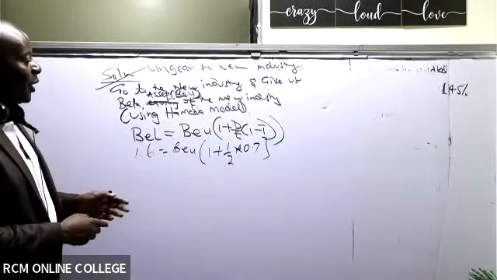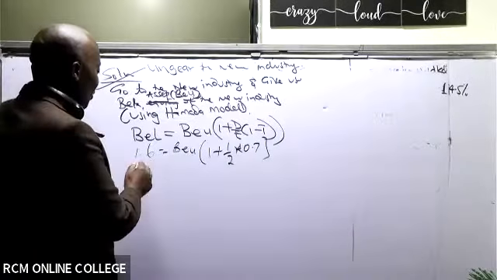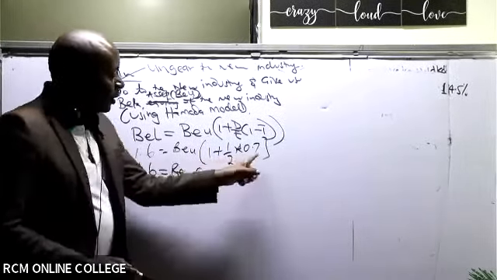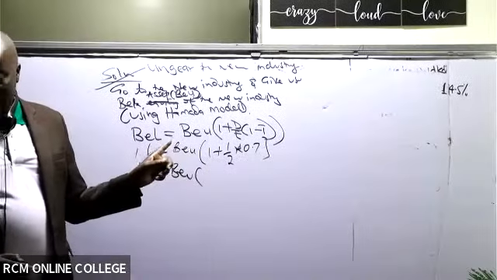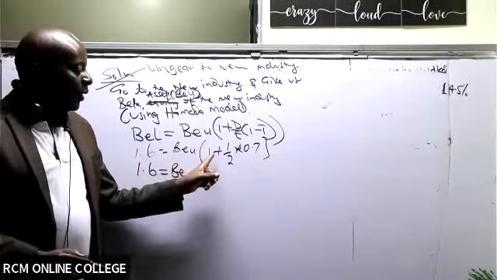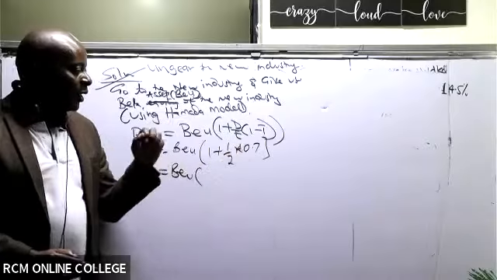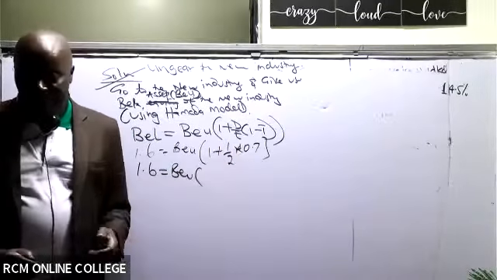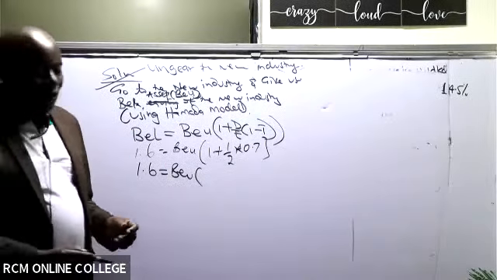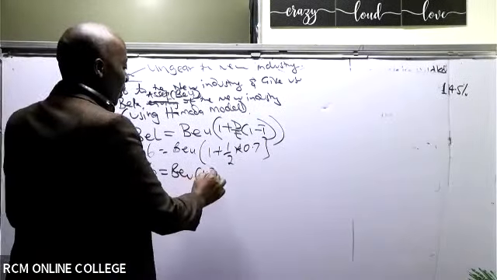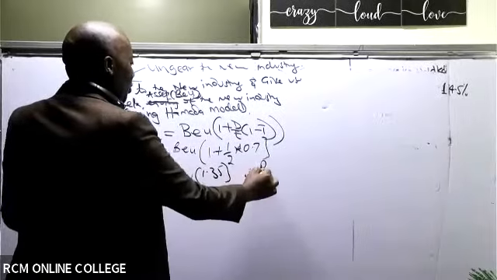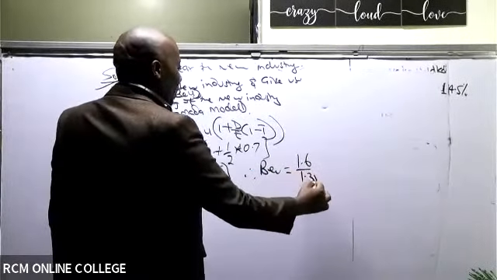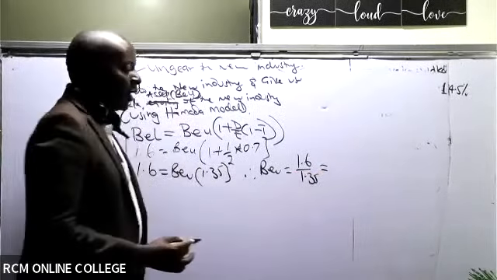All right. So can somebody give me this? This is 1.6, which will be equal to BEW. What do we have inside the brackets here? 1 plus 1/2 times 0.7. What do we have in brackets here? Erico is giving me 1.35. So meaning that BEW will be 1.6 divided by 1.35, which will give us what figure?